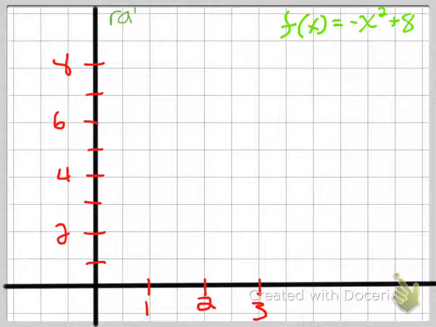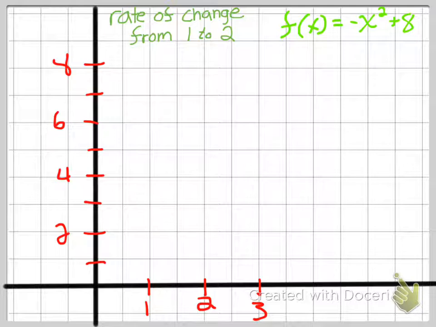And what we want to do is find the rate of change from one point to another point. So we're finding from 1 to 2. So from the x-coordinate 1 to the x-coordinate 2. So I'm going to draw an accompanying graph. The lesson is really in the algebra here, but just so that we can relate it to what we saw in class, I'll give you the visual as well.